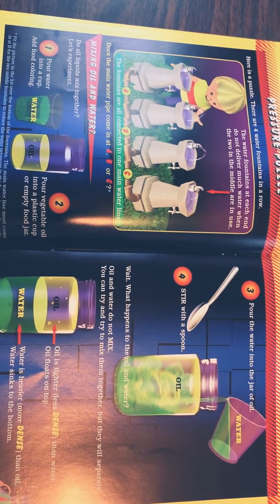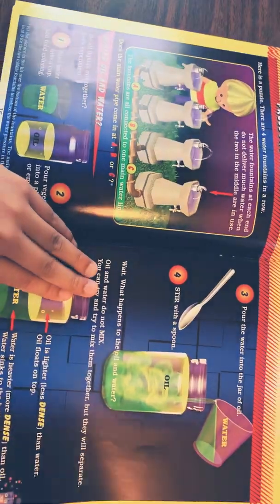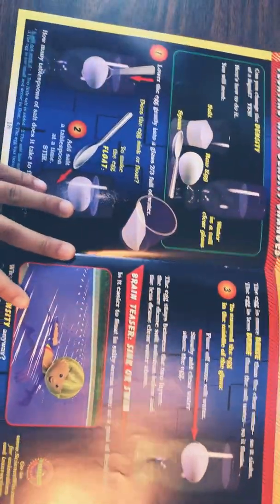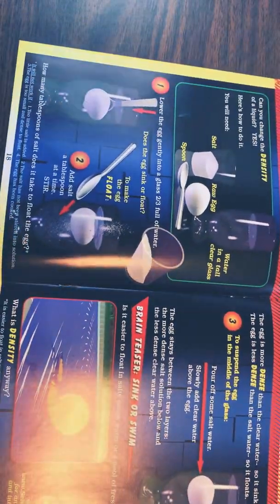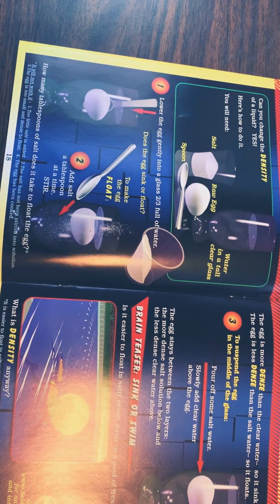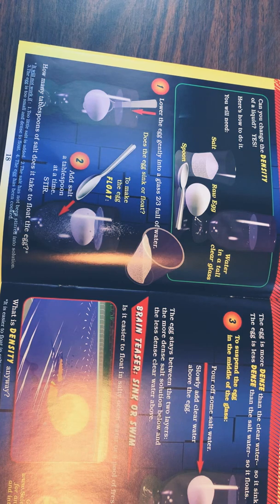Oil is lighter, less dense than water. Oil floats on top. Water is heavier, more dense than oil. Water sinks to the bottom. Can you change the density of a liquid? Yes. Here's how you do it.